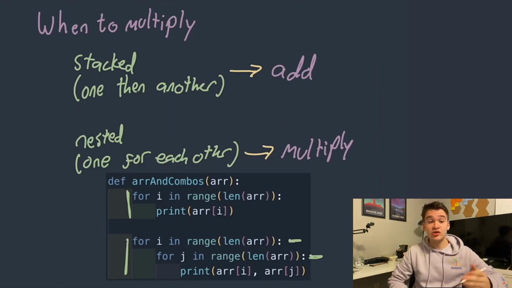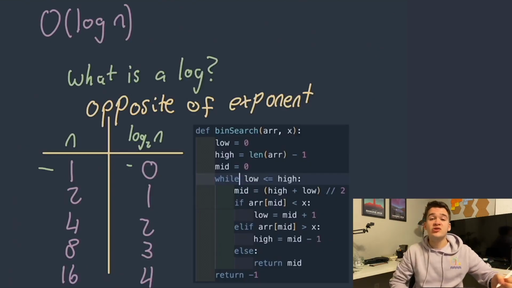And since they are nested, so one is happening for each time the other one happens, we can go ahead and multiply those together and say that that is going to have a runtime of n squared, because this first one has a runtime of n and the second one has a runtime of n, and n times n is n squared. So now the next question people often have is, when do logarithmic runtimes come up?